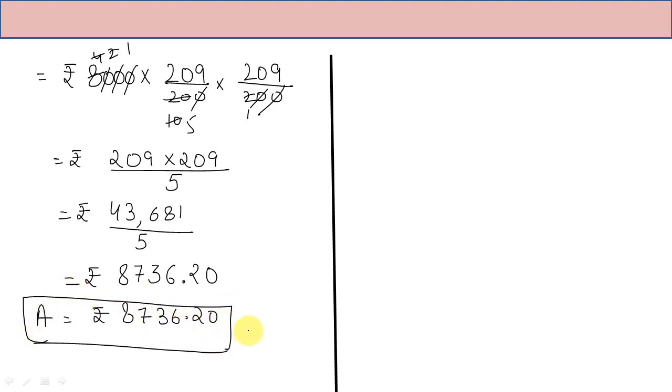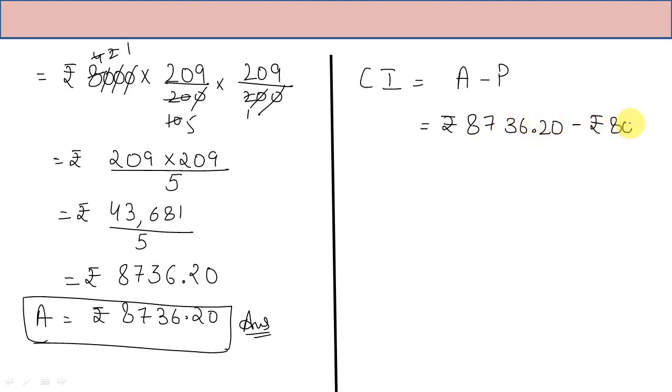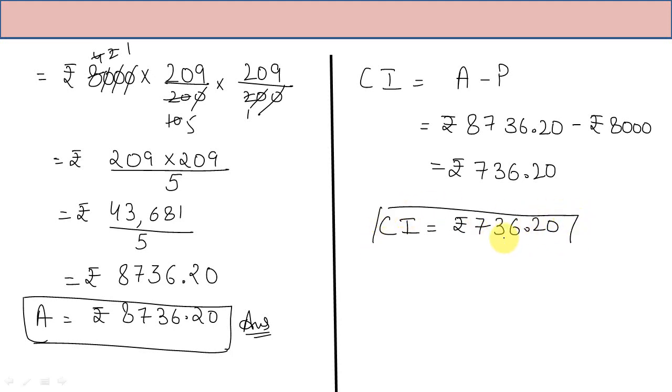Now what we need to find out more? The compound interest. Compound interest formula is amount minus principal, which is rupees 8,736.20 minus rupees 8,000. This is equals to rupees 736.20. So the compound interest is equals to rupees 736.20 is the compound interest. Is it clear?